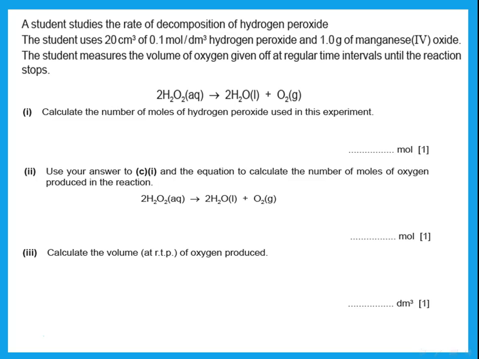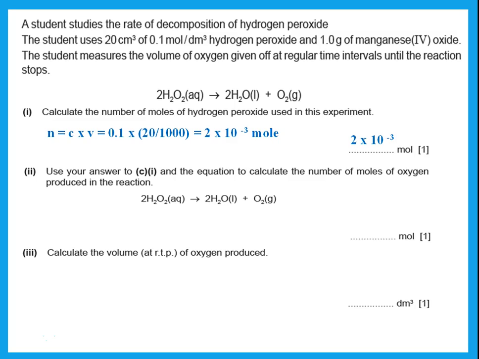Okay, a student studies the rate of decomposition of hydrogen peroxide. The student uses this amount and 1 gram of manganese oxide. And he gives you the equation. Calculate the number of moles of hydrogen peroxide. What does he say about hydrogen peroxide? 20 cm³ of 0.1 mole per dm³. That's the solution. So number of moles is concentration times volume. Again, remember to divide the volume by 1000. So that gives me 2 times 10 to the minus 3 mole.